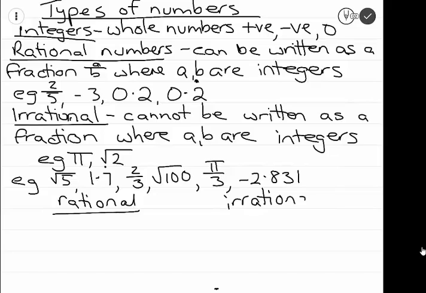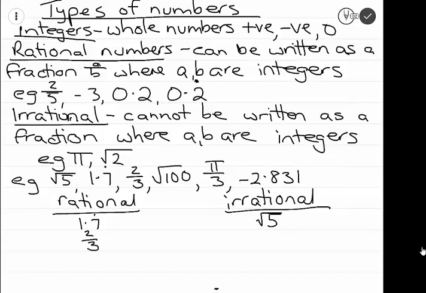Hopefully, looking at that list, √5, if you're not sure, type it into your calculator and see if you can find a pattern. √5 is an irrational number. There's no fraction that I can write that is exactly equal to √5. Okay, 1.7 repeater though is rational, because 7 repeater can be written as a fraction. 2/3, well that's already a fraction where the 2 and the 3 are integers, so obviously that's a rational number.